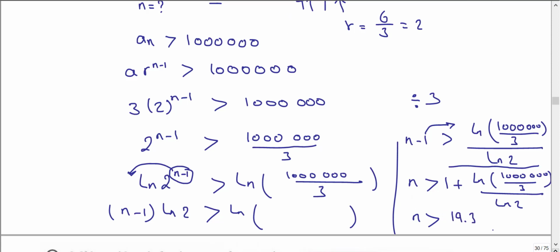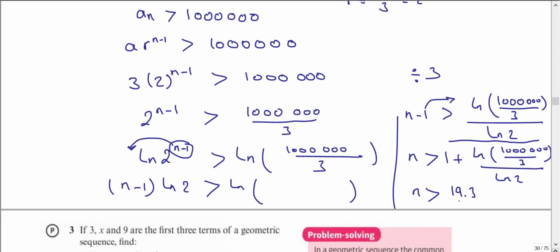19.3. Very good. So n cannot be a decimal, Adam. So what to do? We always round up. We take the next one. So the first term will be 20. Don't say 19.3, so we cancel the 0.3 and take 19. No, it doesn't work this way with n. For the number of terms, you take the next whole number. What comes next after 19.3 is 20. You understand? So it's 20. That's it, that's the answer.